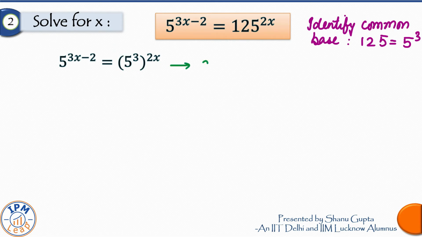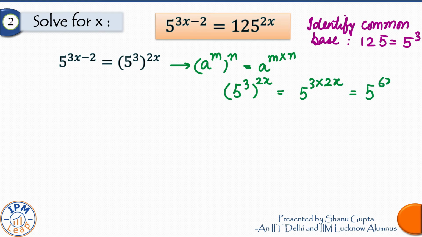Again, using the power of a power rule, a raised to the power of m, whole raised to the power of n, is equal to a raised to the power of m into n. So 5 cube, whole raised to the power of 2x, is equal to 5 raised to the power of 3 into 2x, which is in turn equal to 5 raised to the power of 6x. So our equation now looks like 5 raised to the power of 3x minus 2 is equal to 5 raised to the power of 6x. And the base on both sides of this equation is the same, it's the number 5.